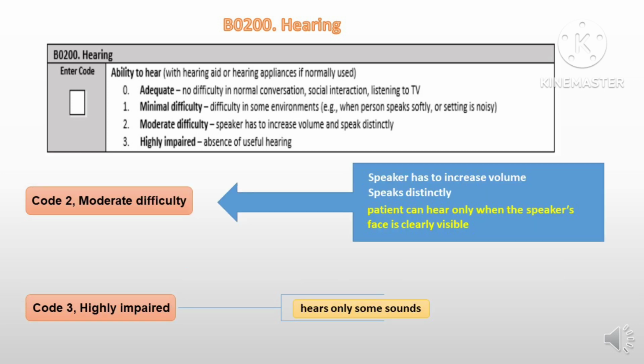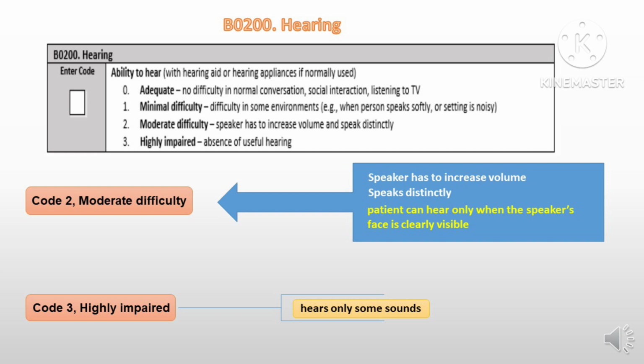Code 2, moderate difficulty, the speaker has to increase volume and speak distinctly. Although hearing deficient, the patient compensates when the speaker adjusts tonal quality and speaks distinctly, or the patient can hear only when the speaker's face is clearly visible. Then the appropriate response would be moderate difficulty.